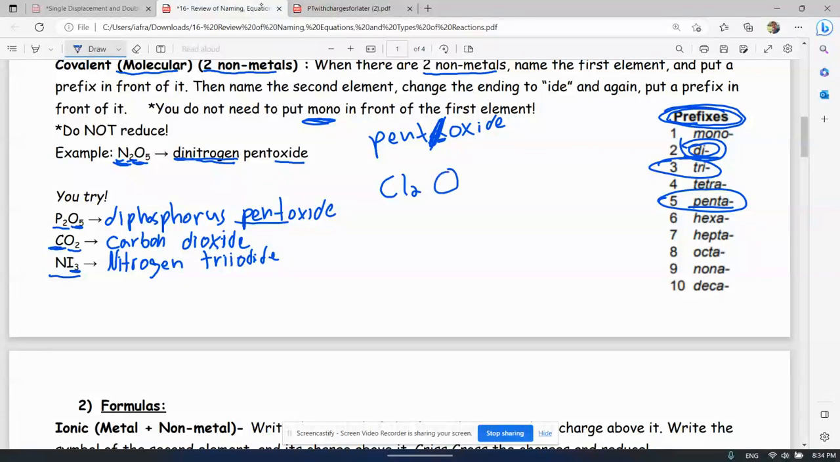Let's try another one. Let's try Cl2O. So pause the video, try this one yourself, and then we'll take it up. So here we have 2 chlorines, dichlorine. Here we have oxygen becomes oxide. Remember here we can use the prefix for 1 because it's the second element. So dichlorine monoxide.